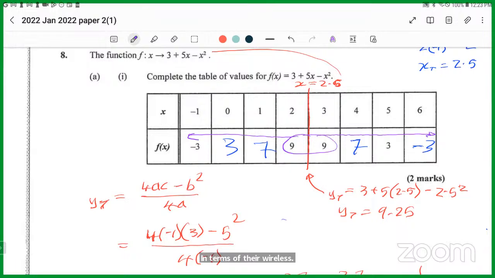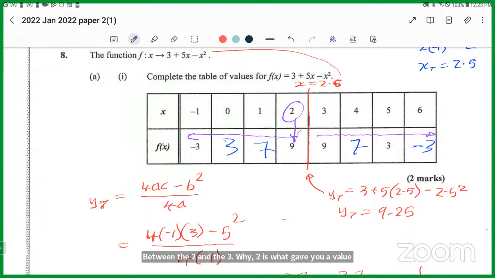And so it is between these two in terms of the x values. These are your x values. The axis of symmetry is halfway between the 2 and the 3. Why? Because the 2 is what gave you a value of 9, and the 3 is what gives you a value of 9. And we know that the points on the graph are the same distance from the axis of symmetry. So the axis of symmetry must be exactly between 2 and 3. The value that is exactly between 2 and 3 is 2.5, if you're reasoning it out that way.